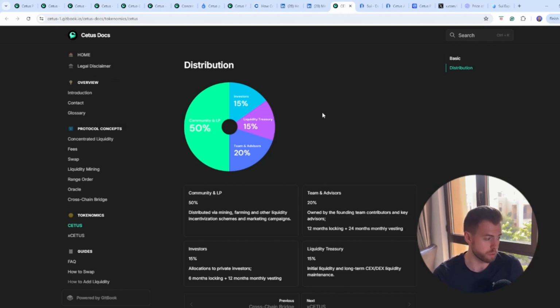And then looking at the distribution very quickly, 50% of all tokens were allocated to the community and liquidity providers, 20% have been allocated to the team and advisors, 15% were allocated to investors, and a further 15% was allocated to the liquidity treasury.